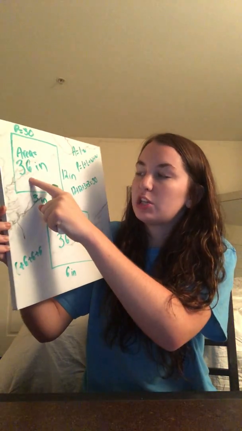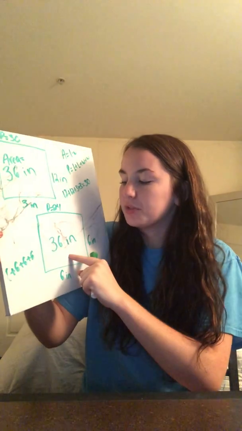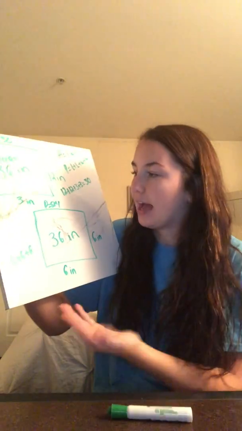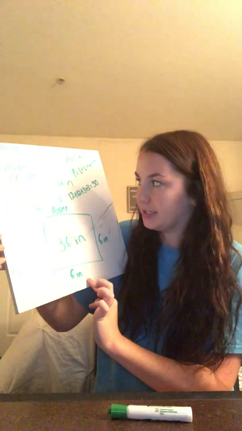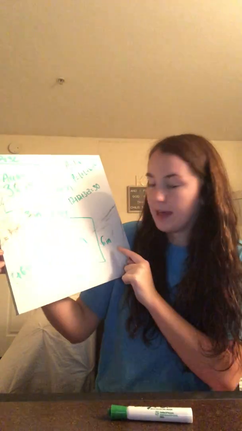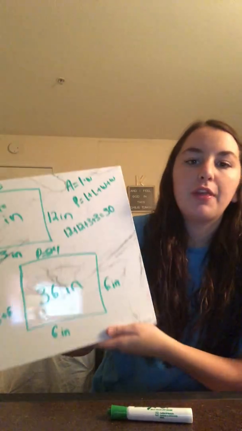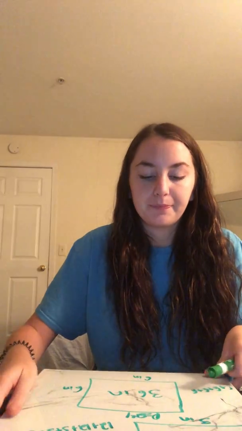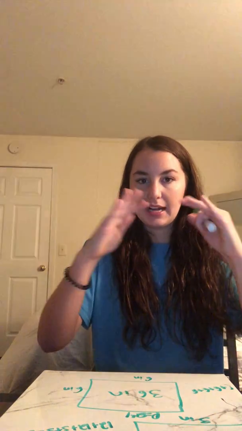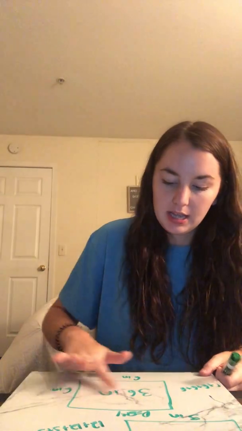Just because this one is 36 inches in area and this one's 36 inches in area doesn't mean that each side is going to be the same. As you can see, this one's 3 and this one's 6. This side is 12 and this one is 6. So although it can be the same area, it can be a different perimeter because the outsides can be different numbers.